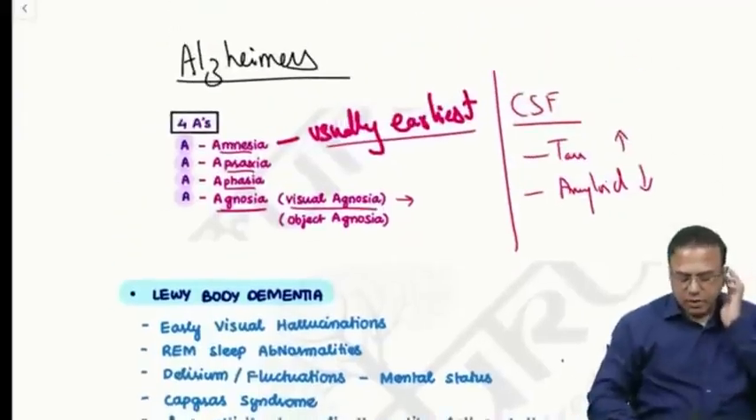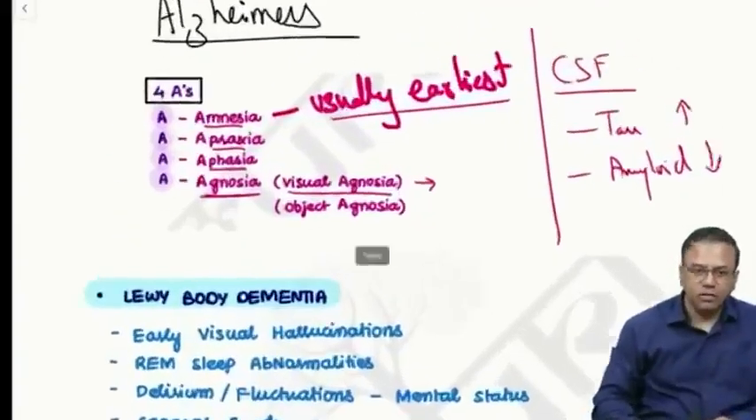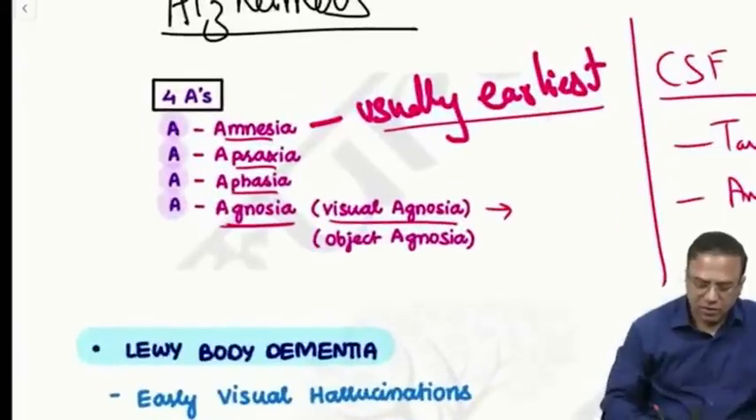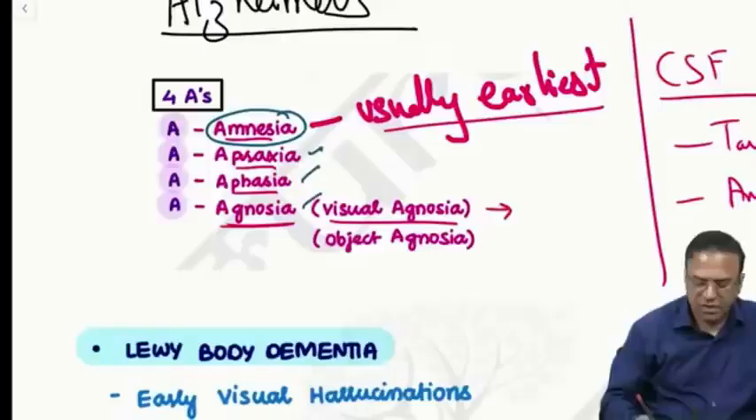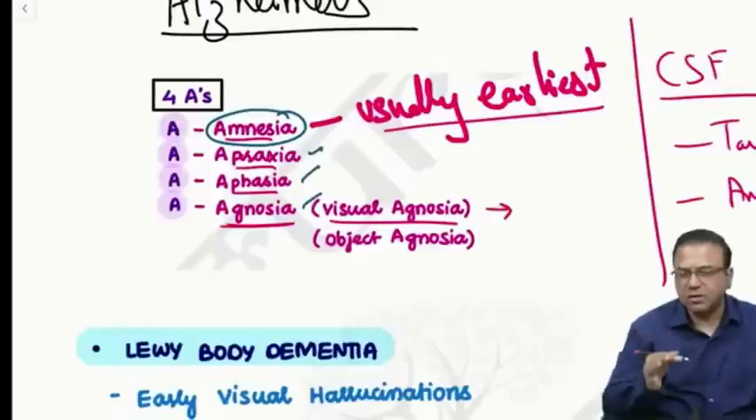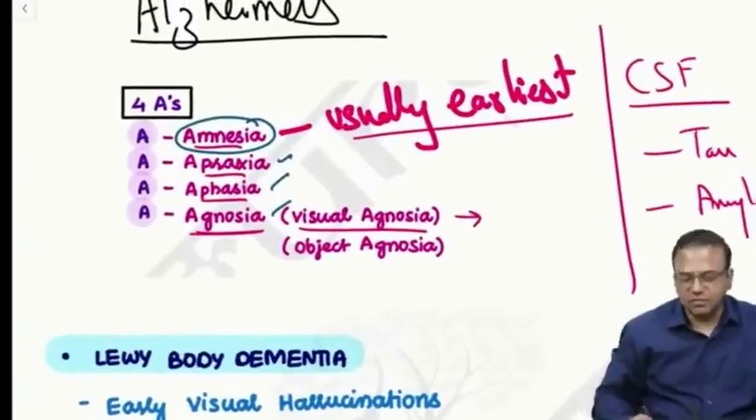So when you look at a patient with dementia, you got the 4 A's. In Alzheimer's, earliest feature is amnesia. Okay, apraxia, aphasia, agnosia are there. Amnesia is the main thing. It starts with amnesia and progresses. That is Alzheimer's for us.